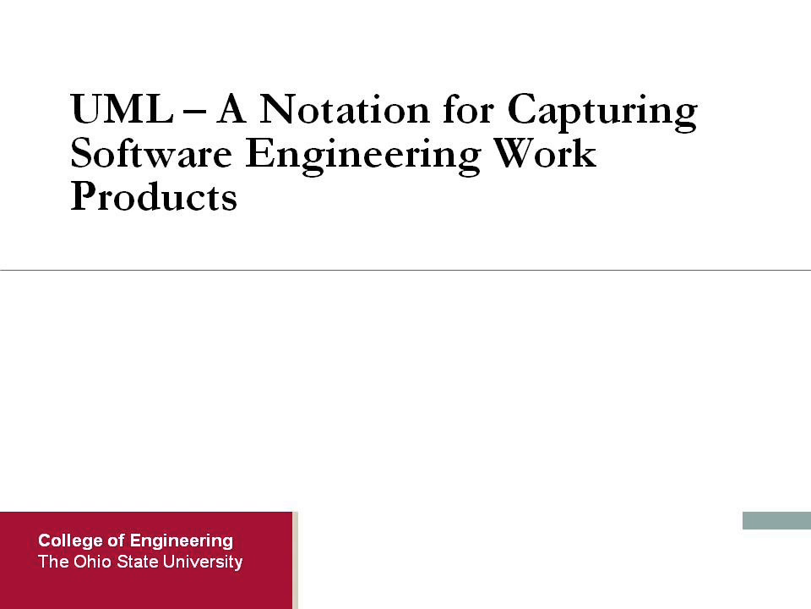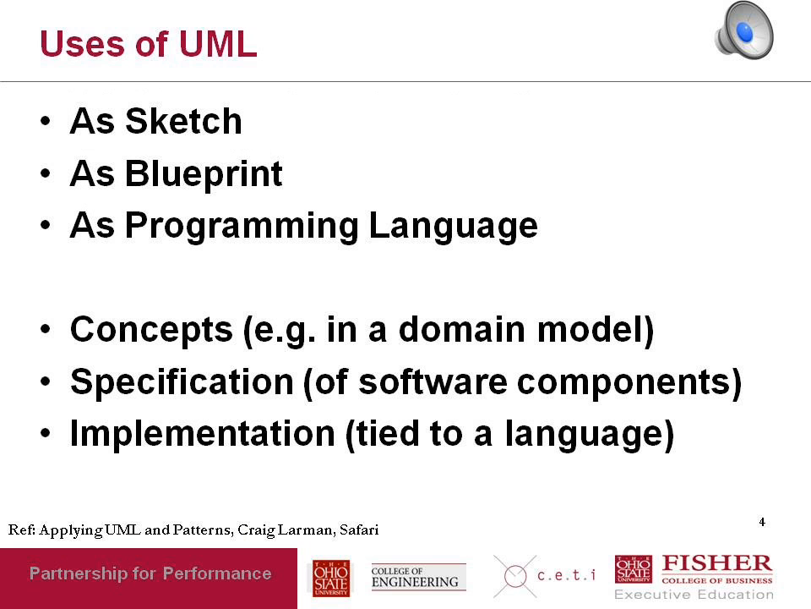To begin with, know that UML can be used in many ways, in three specific ways. The first is you can use UML as a sketch, which is a way to document the results of a design or analysis of a system. The second way is you can use it as a construction document or a blueprint. That is, you can create a specification of a software system using UML, and then the implementer can take that blueprint and build the system from that blueprint.